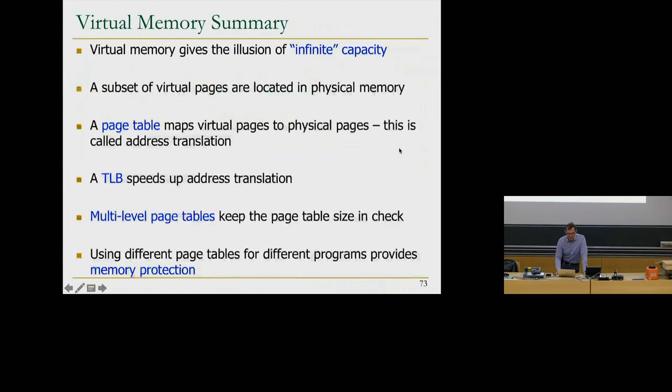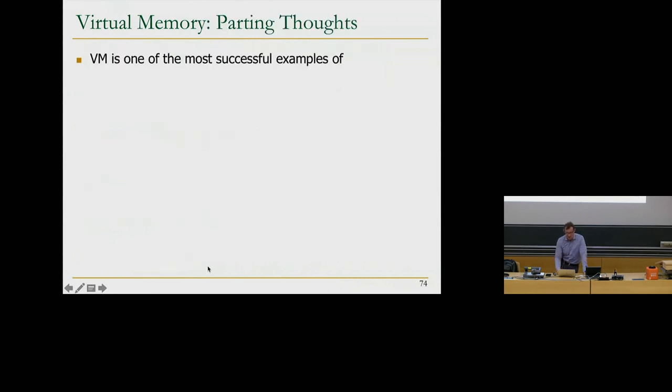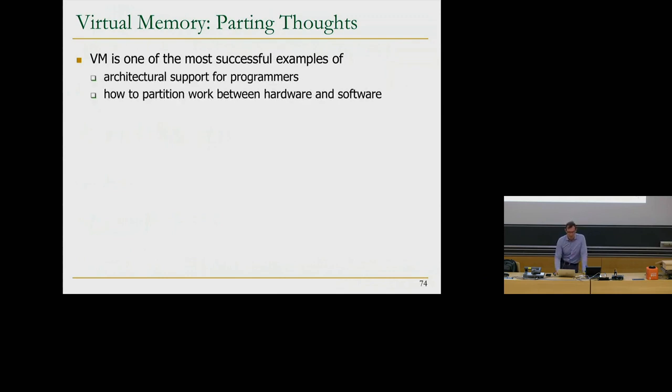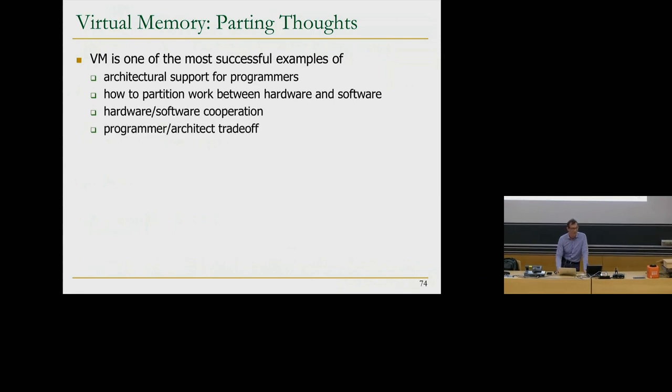Okay, so let me summarize. Basically, we've covered virtual memory. It gives you the illusion of infinite capacity. A subset of the virtual pages are located in physical memory, and a page table maps virtual pages to physical pages. A TLB speeds up the address translation, and multi-level page tables keep the page table size in check. And we can do virtual memory protection on top of this. This is actually one of the most successful examples of architectural support for programmers, of how to partition work between hardware and software cooperation, and of the programmer-architect trade-off.